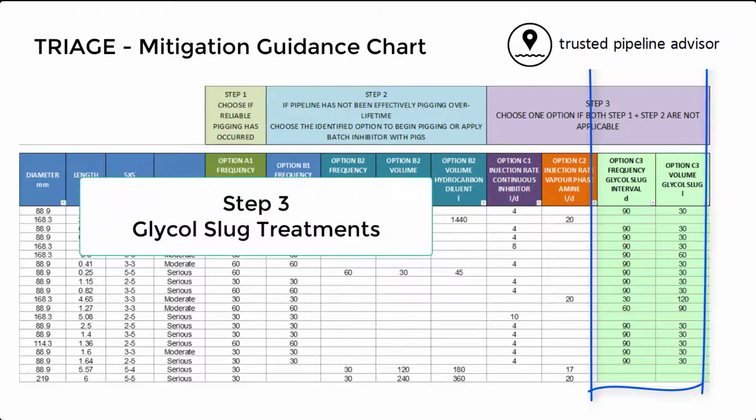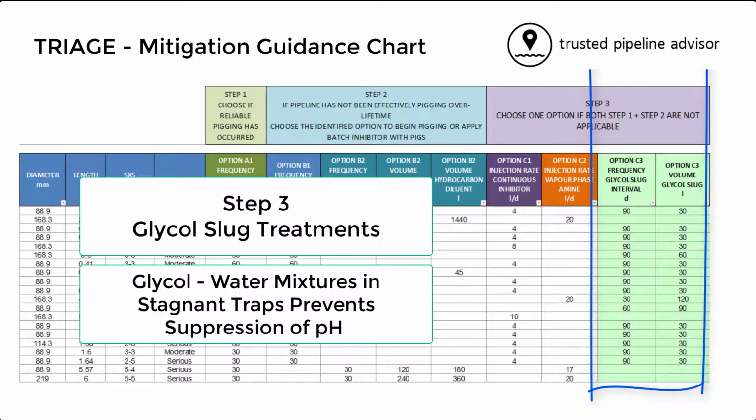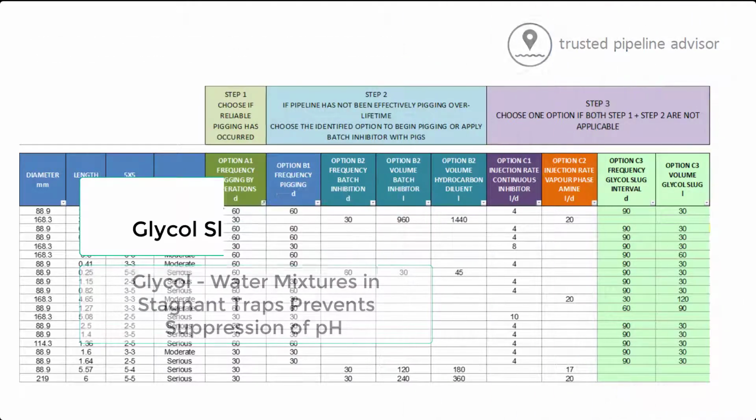Depending upon the time of travel for the water film, there is an option for slugging inhibited glycol into the pipe. The mixture of glycol and water in regions of stagnant traps prevents the localized pH from dropping into a corrosive range below pH 7.